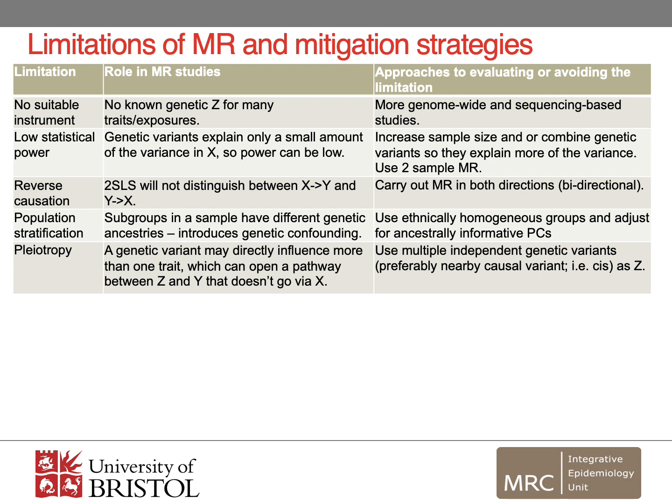Pleiotropy describes a situation where a genetic variant directly influences more than one trait, which raises the possibility that it can be associated with the outcome independently of the exposure of interest. And this would violate the MR assumption that the genetic instrument is associated with the outcome only via its association with the exposure of interest. Pleiotropy is difficult to avoid, but it can be alleviated by using genetic variants that are close to, which is called in cis with, a known causal variant, and also using multiple independent genetic variants because it's unlikely that they would all share the same pleiotropic effect.